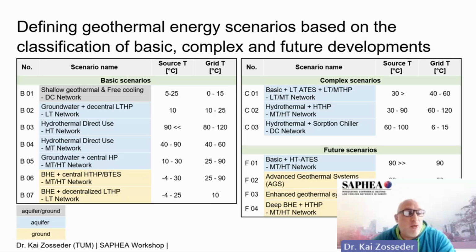So for example, in the BO1 scenario, you have shallow geothermal and free cooling in a district cooling network. So this is a combination. You can go through this scenario catalog and see what combinations are available, also for so-called complex scenarios, which means that you combine some basic scenarios, some sources with, for example, thermal energy storages. And the future scenarios are also integrated, so there are some developments we expect for the future, which can be used. If you're interested in such future scenarios and combinations, this is also explained in the catalog.